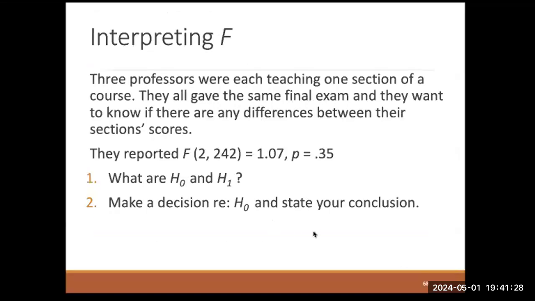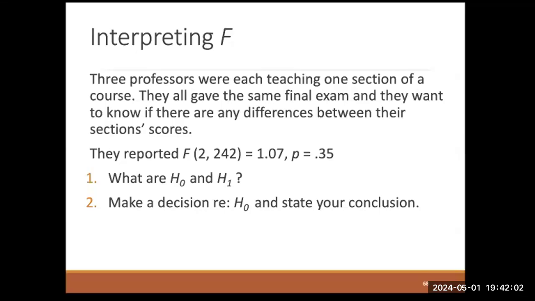So in terms of interpreting F, let's give you an example. Three professors were each teaching one section of a course. They all gave the same final exam. They want to know if there are any differences between their section scores. They reported that F(2, 242) = 1.07, p = 0.35. So I could give you a very simple scenario like this and ask you two questions. What are the null and alternative hypotheses? And what is your decision regarding the null hypothesis? State your conclusion.